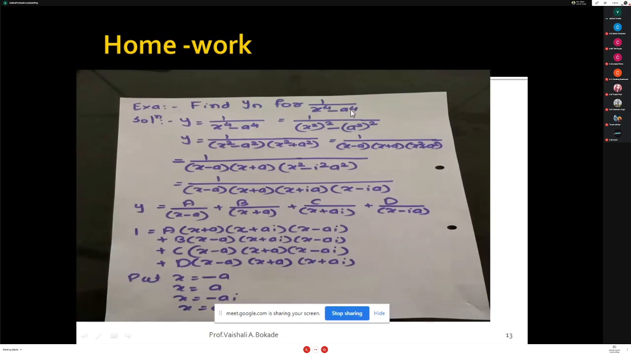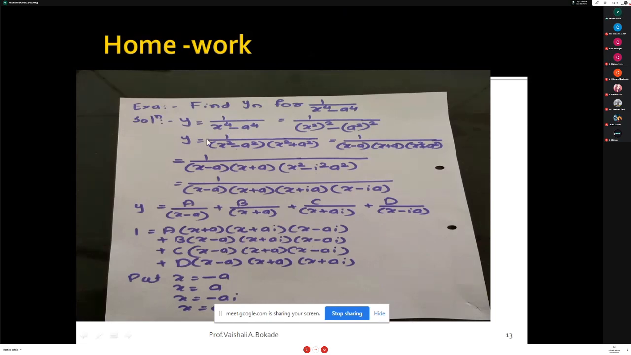As the function is numerator upon denominator, everybody will check whether the degree of numerator is less than the degree of denominator or not. You observe that the degree of numerator is 0 and the degree of denominator is 4. So I have to go for partial fraction. For partial fraction, I adjust the denominator in terms of linear factors, if it is possible.